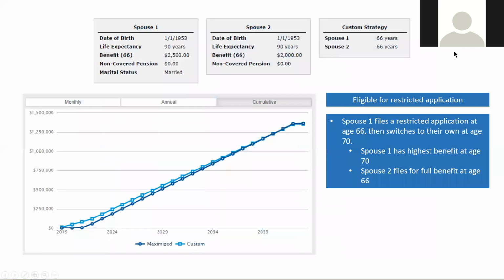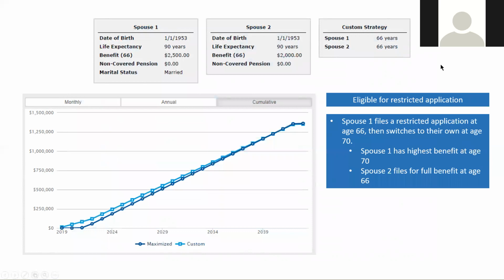All right, so now let's talk about restricted application. So in this case, we've got a married couple, both born in 1953. Hey, they get grandfathered in. They're eligible for restricted application. Slight change. Spouse one still has the primary insurance amount of $2,500, but in this case, spouse two has a higher benefit projected at $2,000 a month.